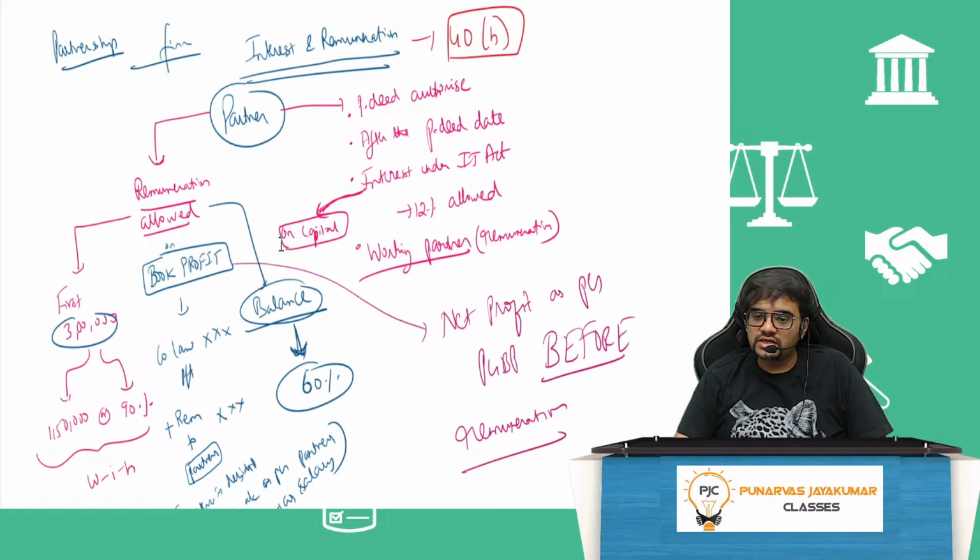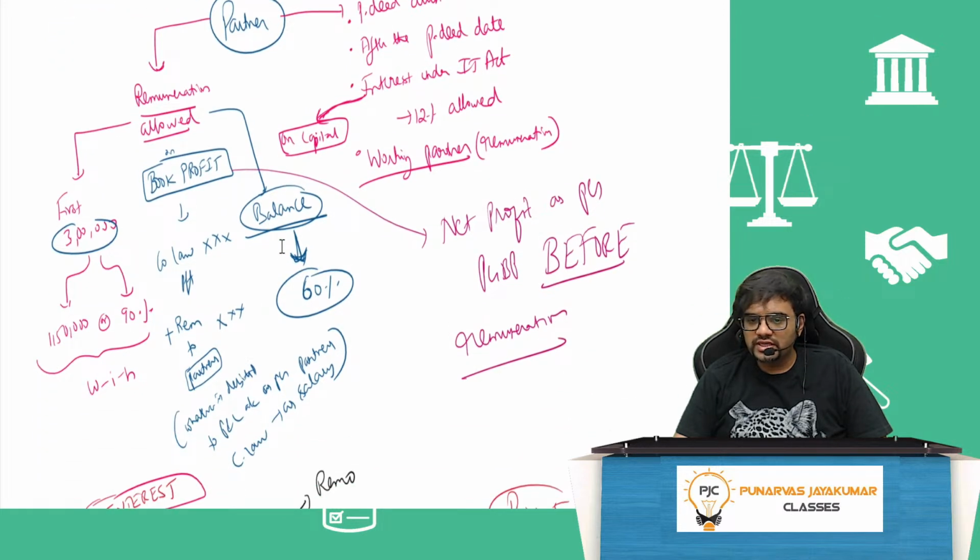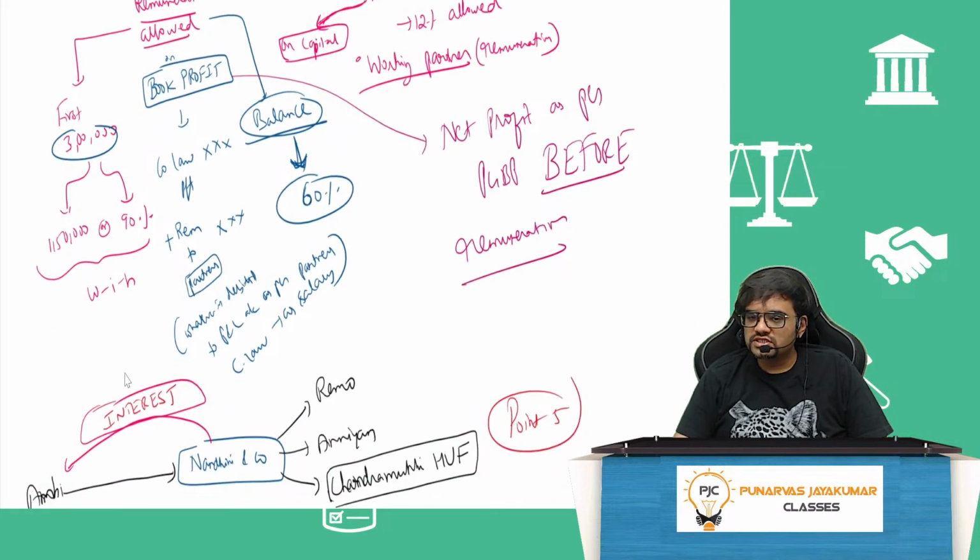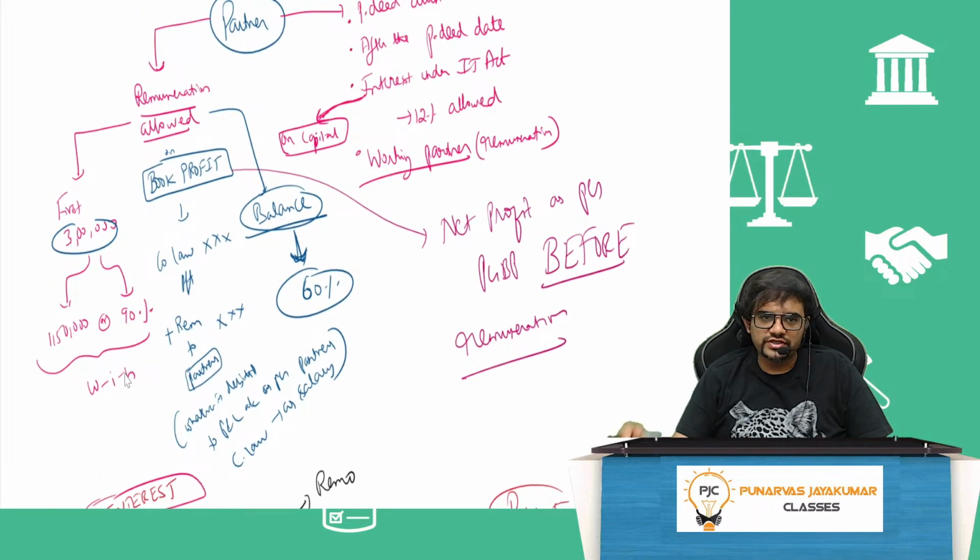First of all, partnership deed should authorize. Next, it should be done after the partnership deed date. And remuneration is only given to working partner. How much is allowed as per 40B? On first 3 lakh rupees, 1,50,000 or 90%, whichever is higher. What is this 3 lakh? It is the book profit.